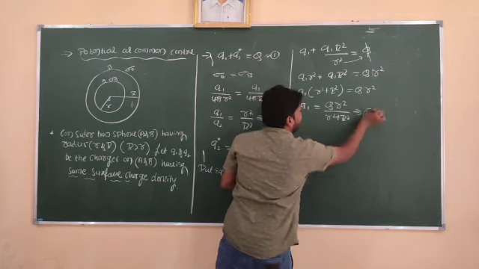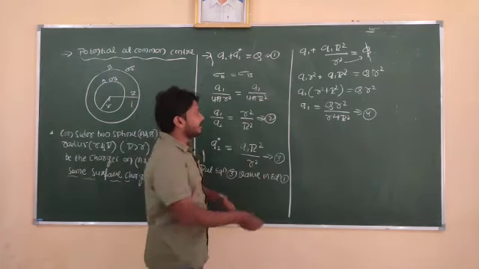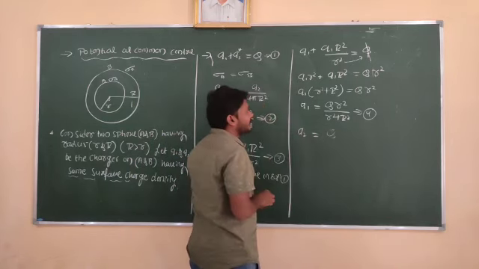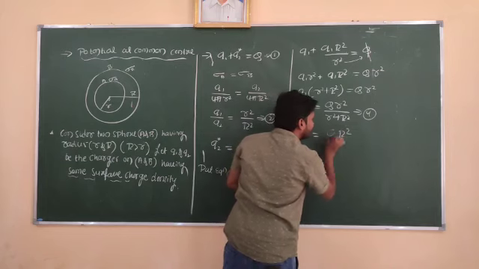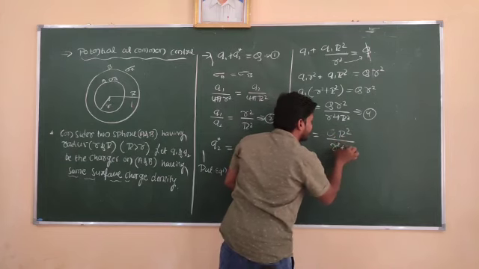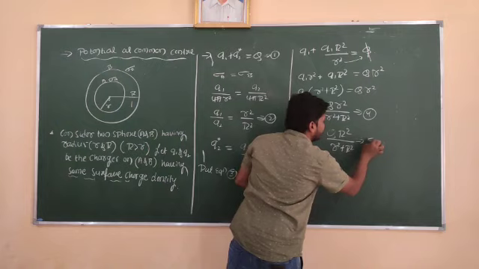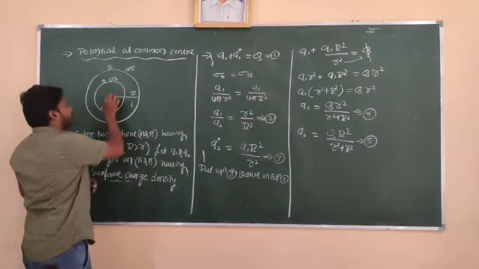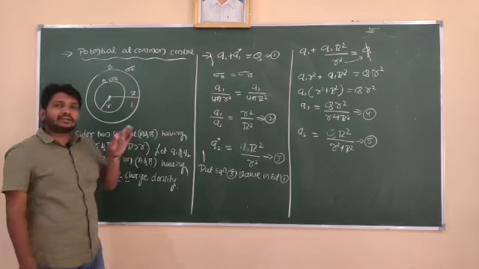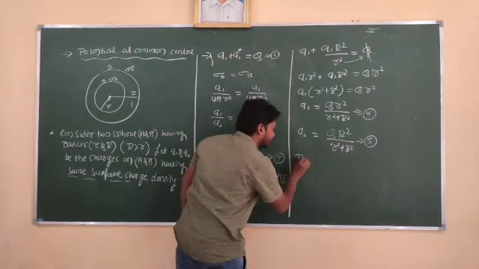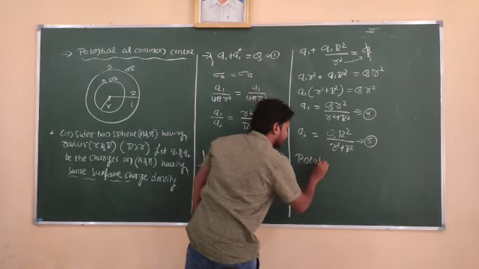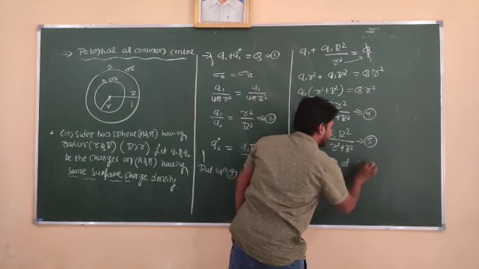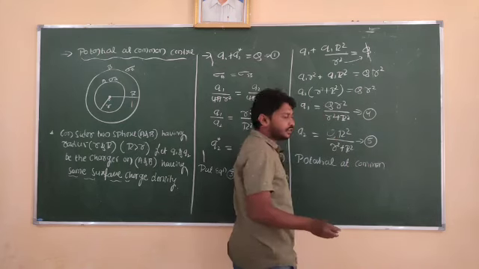Look here, individually I got the Q1 value. Similarly, Q2 is equal to Q into R2 square divided by R1 square plus R2 square. So I got the Q1 value and Q2 value. Now I will find out the potential at the common center.